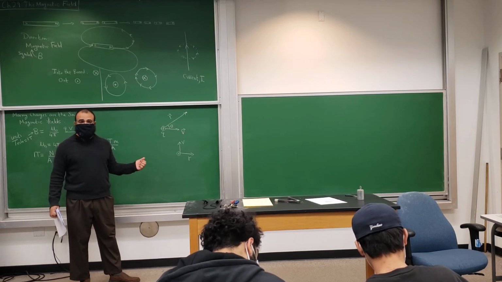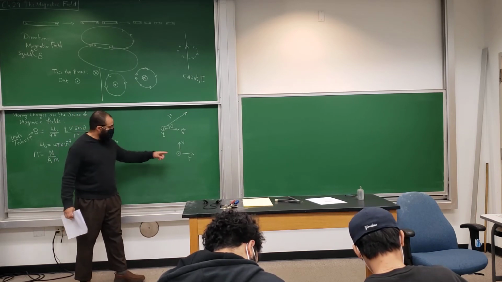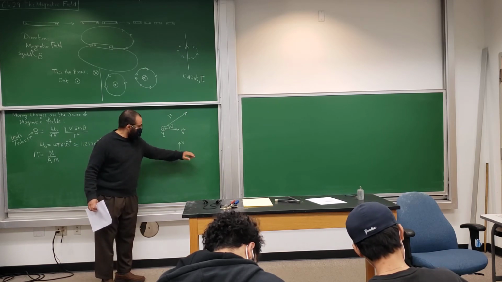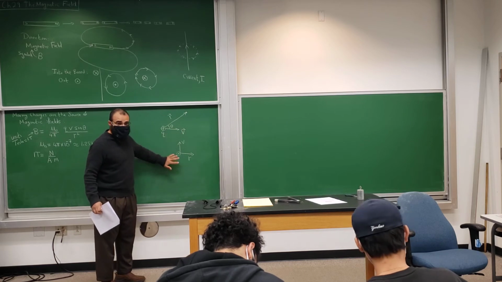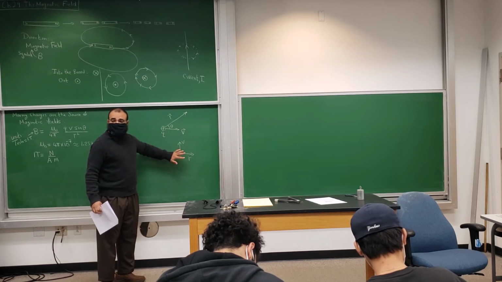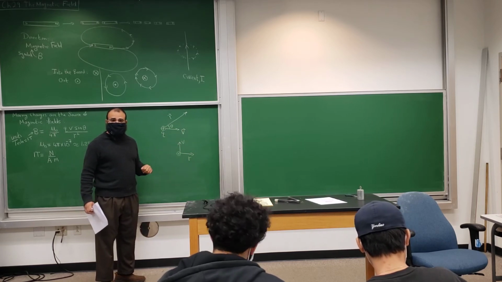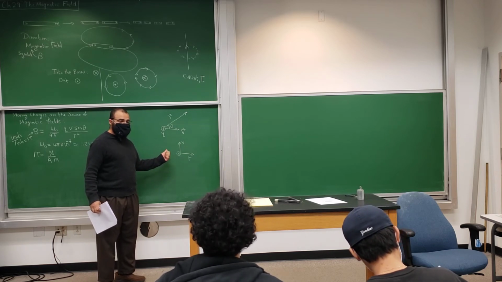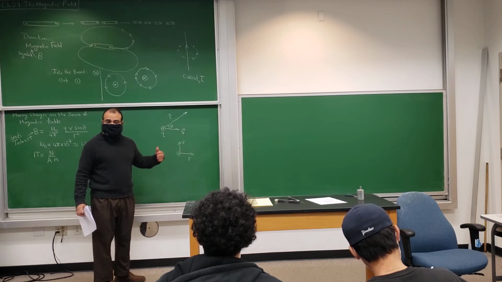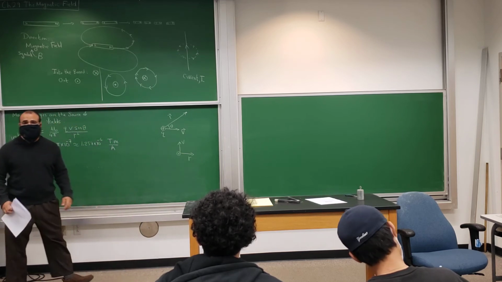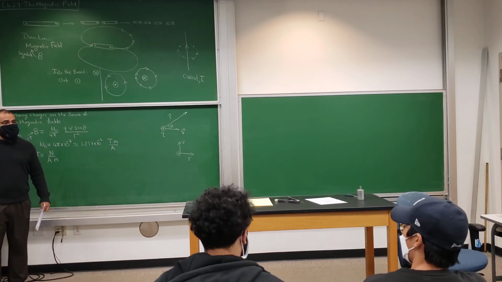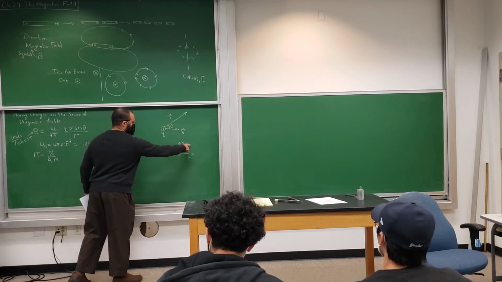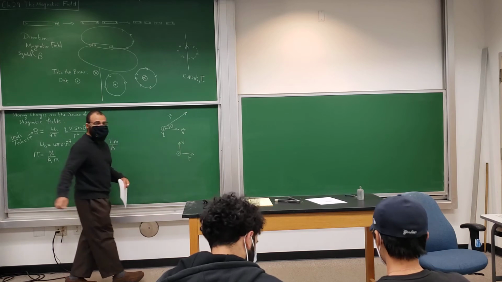Now there are two directions where it can be perpendicular. These two vectors are in the plane, within the board. So to be perpendicular, you have to be perpendicular to the board. There are two ways. One of them is out of the board, the other is into the board. The right hand tells you it's into the board in this case.